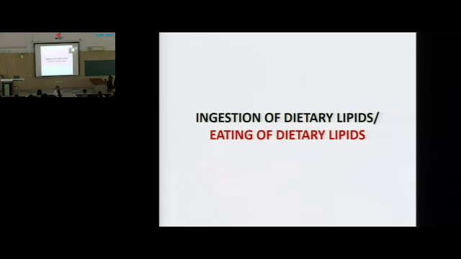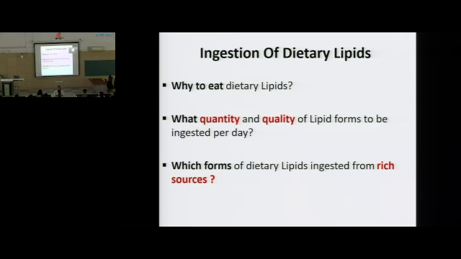Coming to the first aspect, that is ingestion of lipid. When we are starting the metabolism of lipid, you have to know the way we get lipid into our body. Ingestion is nothing but eating of dietary lipids. To make this more clear, you should know the answers to these questions: why we are eating dietary lipids, what is the quantity and quality of the lipids to be ingested, in what form we have to ingest, and what sources are present from which we choose and ingest this lipid. This is going to complete our ingestion part.